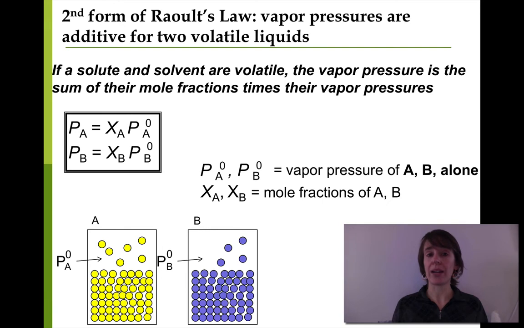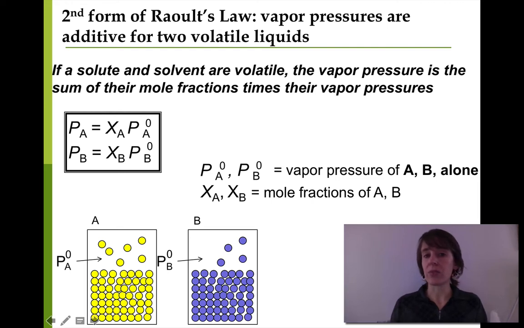We can also apply Raoult's law when we've got two liquids that are both volatile mixed together in solution. Let's imagine we have liquid A and liquid B, yellow and purple. Liquid A gives off a vapor pressure that's equal to P sub A naught, so that's the little 0. And liquid B gives off a lower vapor pressure that's symbolized in this cartoon by there being fewer molecules in that gaseous phase for the purple.